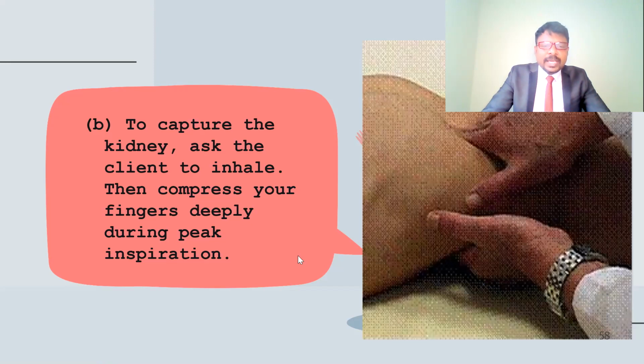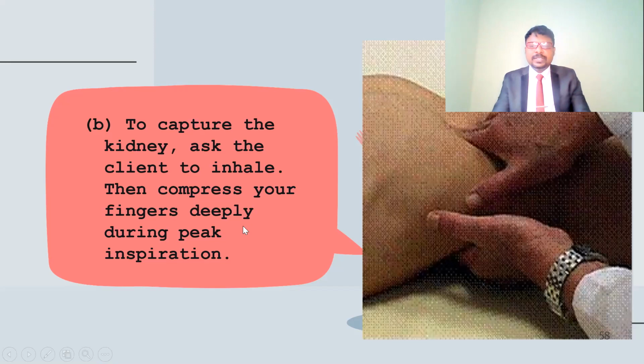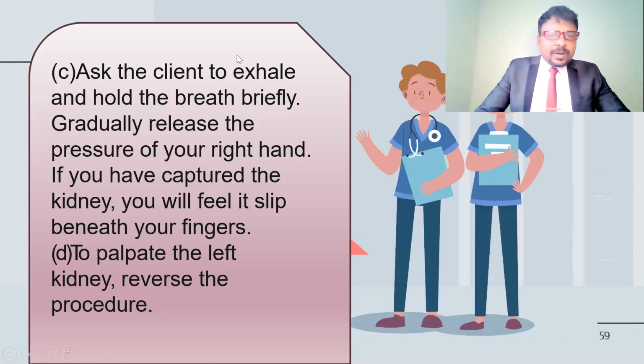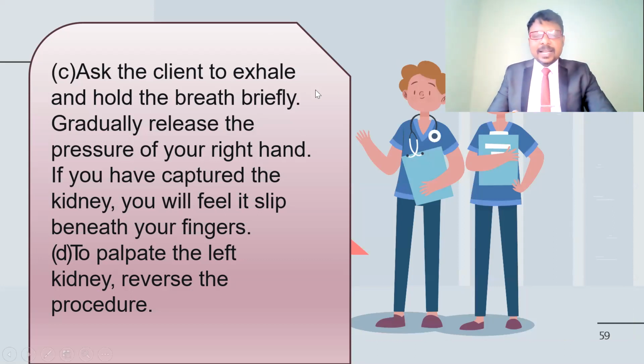So this is for the examination of the liver and kidney. The next one is to capture the kidney. Ask the client to inhale and compress your fingers deeply during peak inspiration. If they take a deep inspiration, because of the expansion of the abdomen and lungs, it gives a little more pressure on any masses or enlargement, so it gives clear information. Then ask the client to exhale and hold the breath briefly. As they exhale, gradually release the pressure of the right hand. If you have captured the kidney, you will feel it slip beneath your fingers. To palpate the left kidney is the reverse procedure.